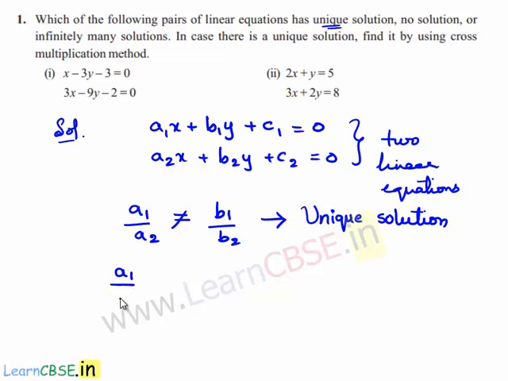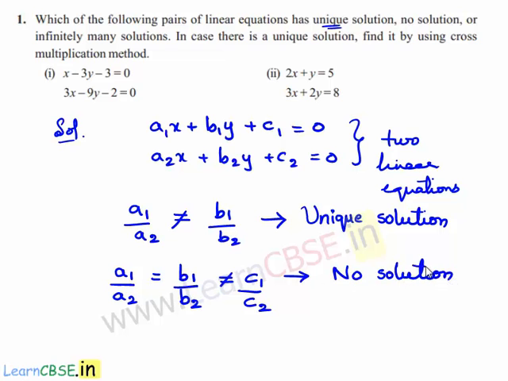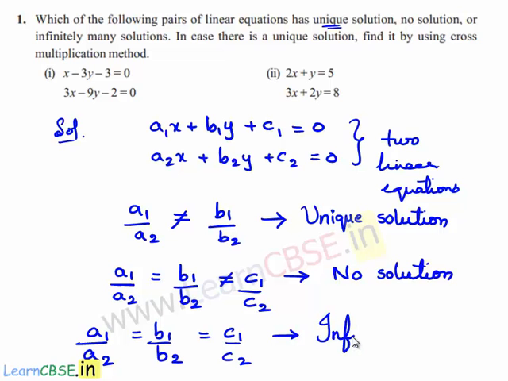And when a1/a2 is equal to b1/b2, which is not equal to c1/c2, we say that the given set of linear equations have no solution. And when a1/a2 is equal to b1/b2 is equal to c1/c2, we say that the given set of linear equations have infinitely many solutions.